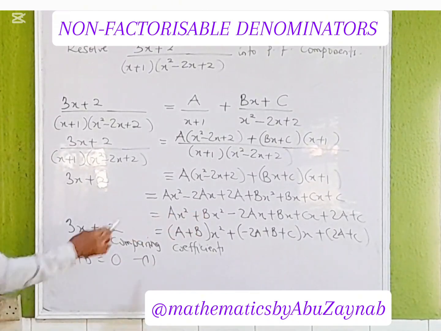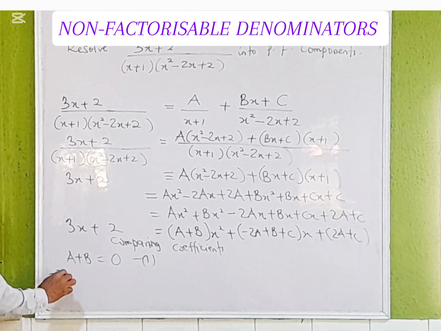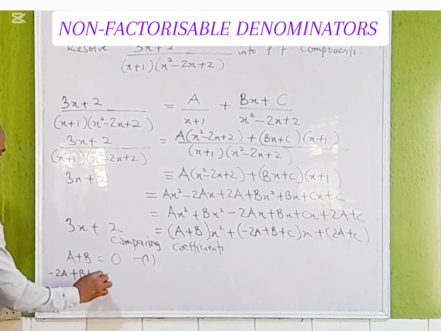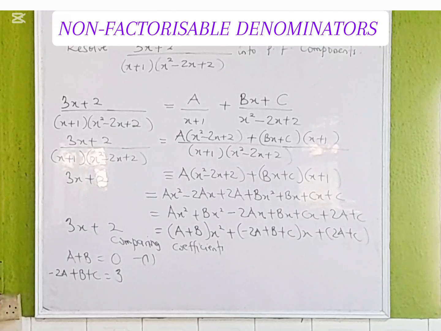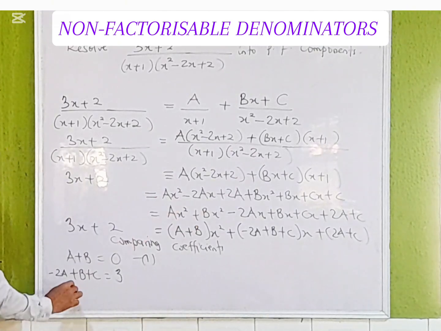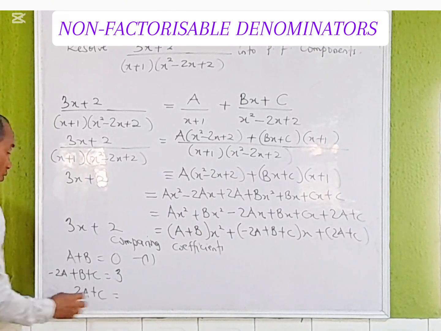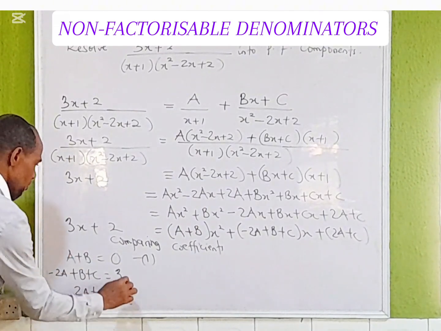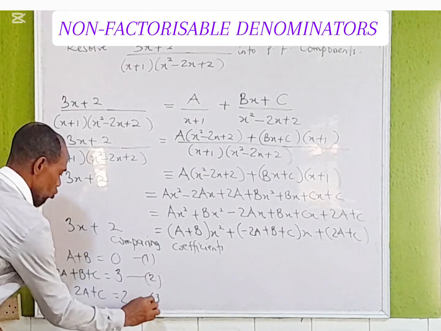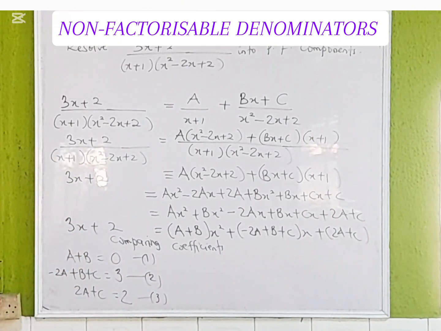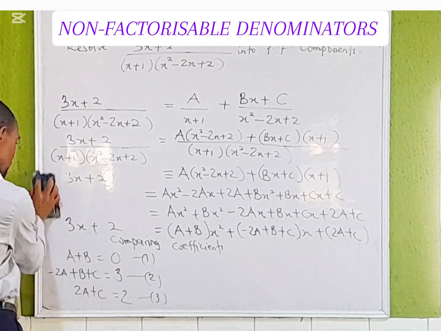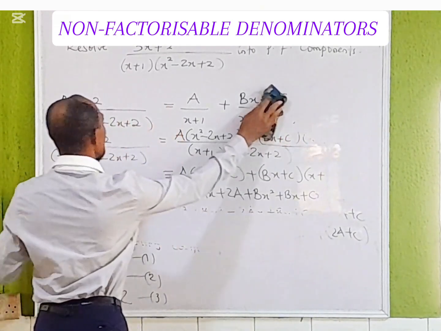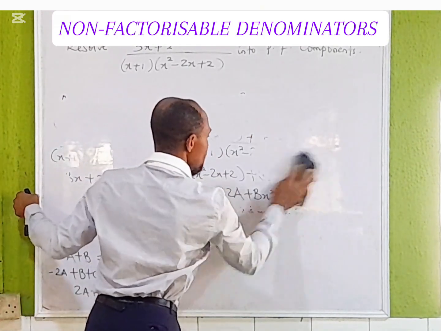Similarly for x, the coefficient there is minus 2a plus b plus c, and the coefficient on the left hand side here is 3 for x. Then lastly, for the constant, we got 2a plus c on the right hand side, and the constant on the left hand side is 2. So we have equations 1, 2, 3 to contend with. So we are now in the aspect of solving a system of linear simultaneous equations. So let's move on, solving equations 1, 2, 3 for the letters A, B, and C.